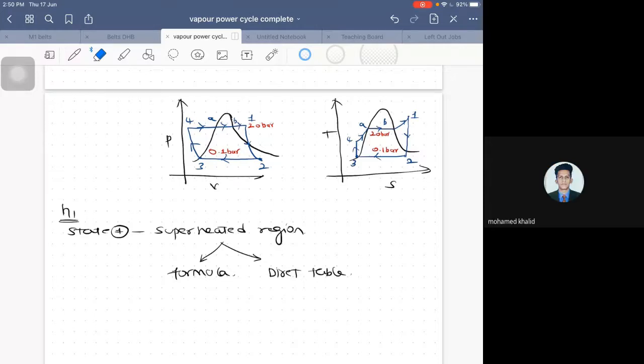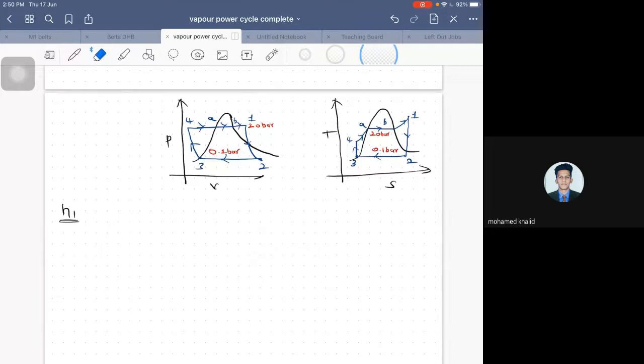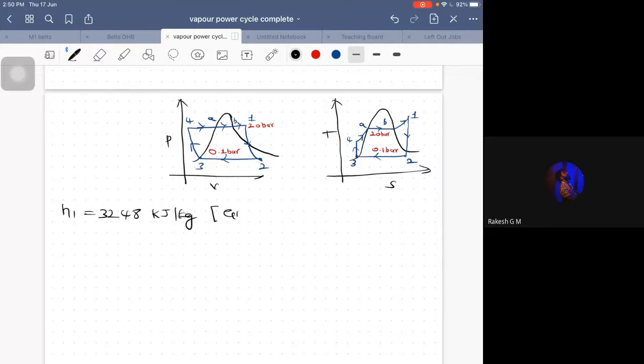Yes, sir. I guess the H1 value is given, no? Is it given or not? Given. How much is the value? It is 3248 kilojoules per kg. So I would just write it. It is the given value. Next, I need to calculate the value of H2.